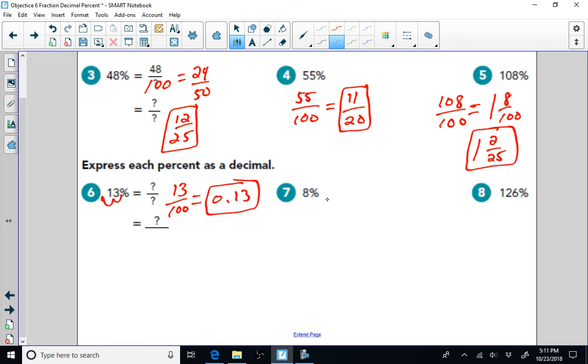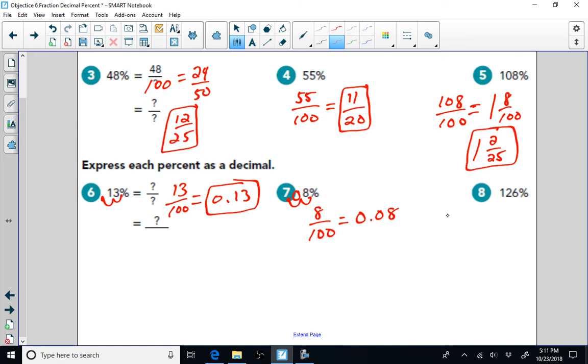8% is our next example. I write that as 8 over 100. 8 over 100 is the same as 8 hundredths. Or I slide an imaginary decimal point 2 places left, and that's where I would get my 0.08 or 8 hundredths.